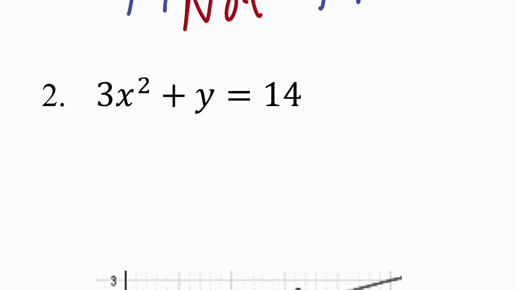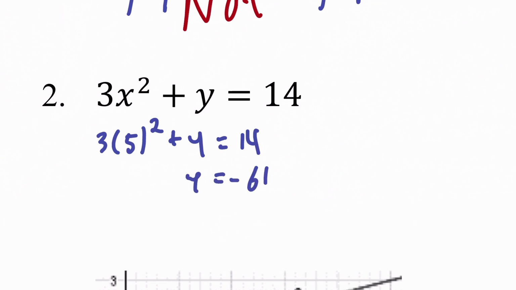If you plug in 5, just as an example, you'll have 3 times 5 squared plus y equals 14. Subtract 75 on both sides. So y equals negative 61, I guess. Even if my arithmetic is off, you get something. Use a calculator if you need to. You'll get y equals one number. There's no way to get two results.